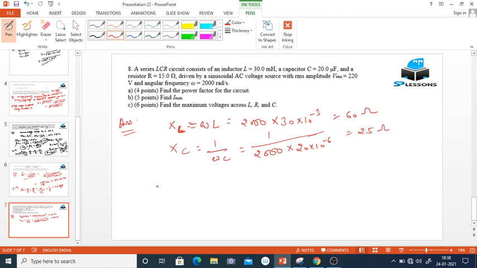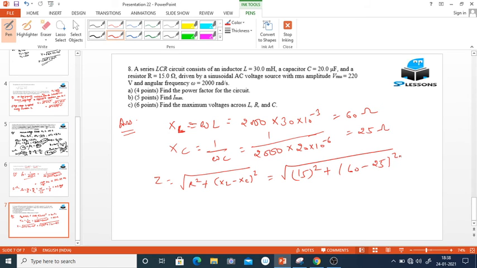Now Z is equal to the square root of R square plus XL minus XC whole square. So put the value of resistance: 15 square plus 60 minus 25 whole square. You can solve and get approximately 38.07 ohm.